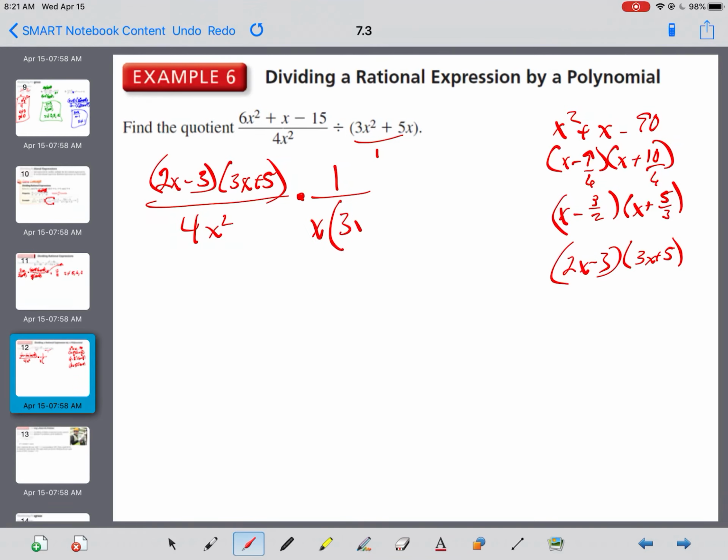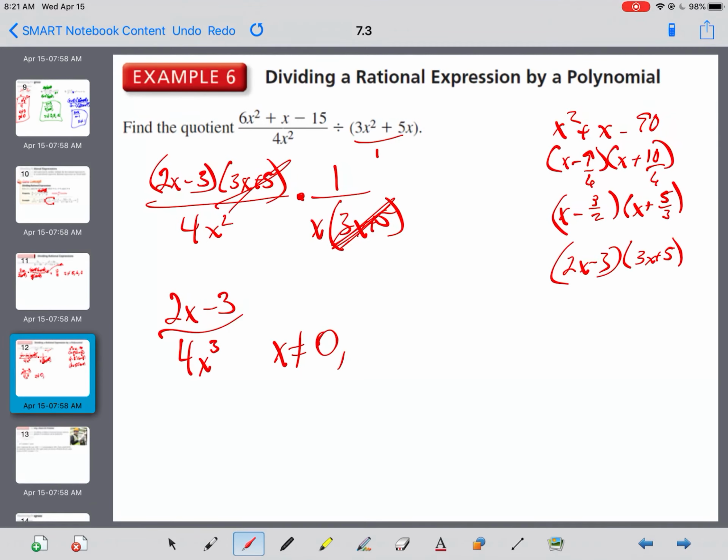Well, this is over 1, so we're going to put the 1 on top, and we can pull an x out of this guy, and that leaves us 3x plus 5. I can scratch. Now, what would be better is if I scratched a little softer, so I can see what's going on. So I got 3x plus 5 and 3x plus 5. They go away. And that's all that happens.